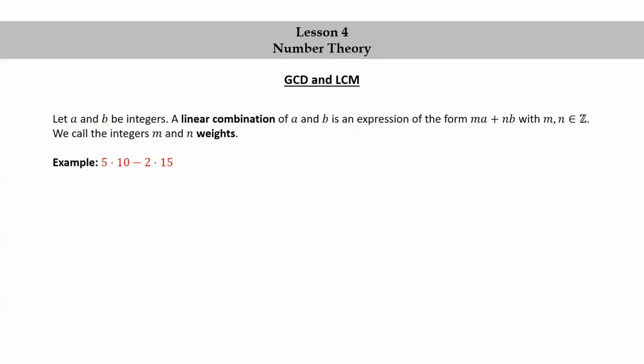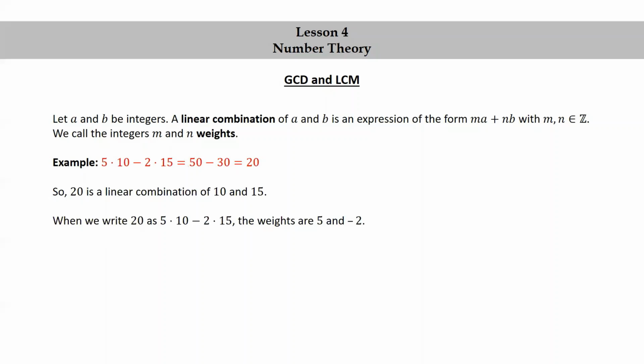Let's look at an example. 5 times 10 minus 2 times 15 is equal to 50 minus 30, which is 20. So 20 is a linear combination of 10 and 15. When we write 20 as 5 times 10 minus 2 times 15, the weights are 5 and negative 2.